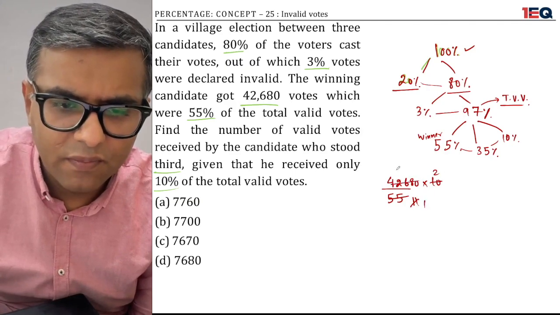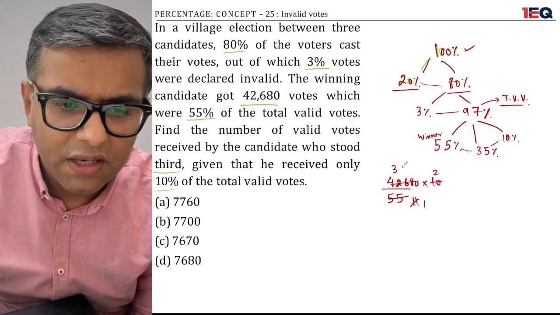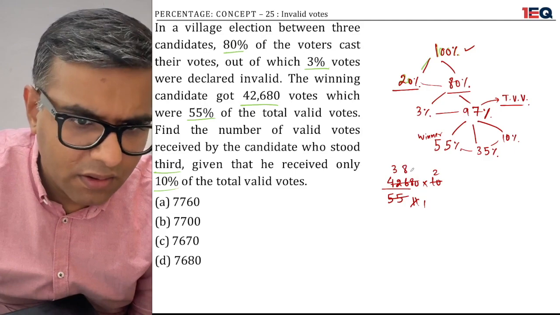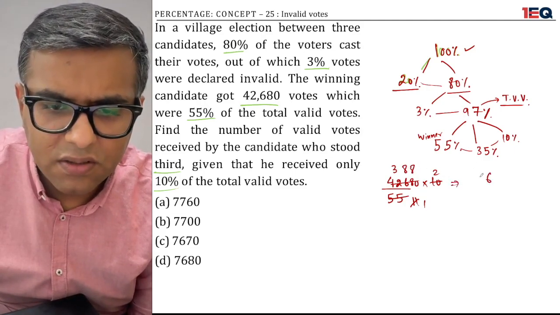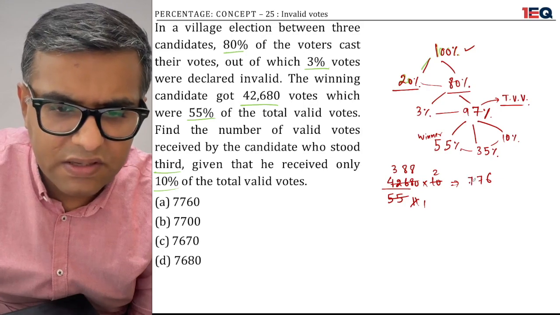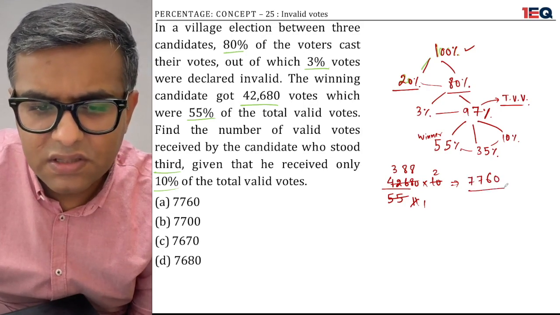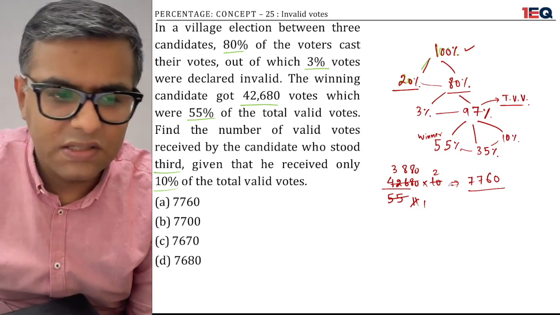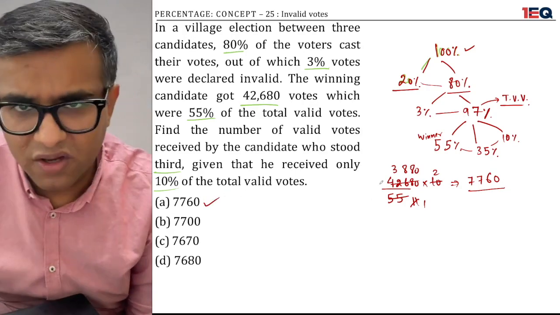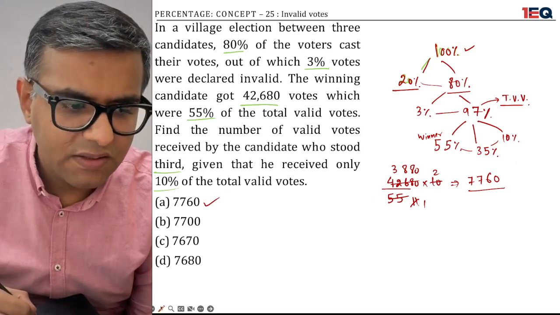11 ones are 11, 11 threes are 33, 11 eights are 88, and another 8, 11 eights are 88. Now 2 eights are 16, 17, 2 threes are 6, 7. 7760. 7760 is the final number that we are looking for. I hope you understand this theory.